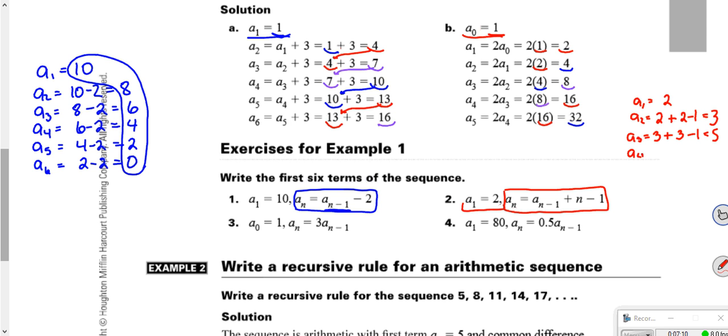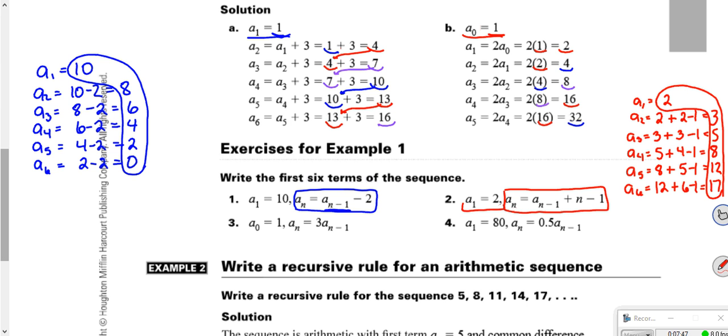Then A sub 4, I start off with my preceding term, that's my 5, plus 4 minus 1. 9 minus 1 is 8. My fifth term starts off with my preceding term, that's 8, plus 5 minus 1. Well, 13 minus 1 is 12. The sixth term, again, my preceding term of 12, plus 6 minus 1. 18 minus 1, 17. So here are my first 6 terms.